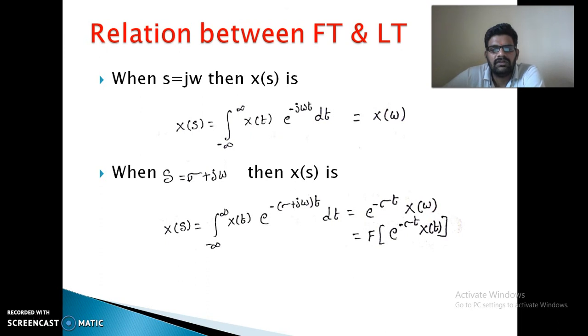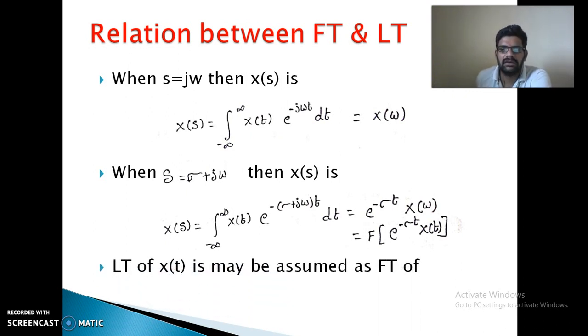Then if you substitute s equal to sigma plus j omega, you can rewrite the same integral with e^(-sigma t) multiplied by x(t). e^(-sigma t) is a real component multiplied with x(t). So this is the Fourier transform. So Laplace transform is the Fourier transform of e^(-sigma t) into x(t). Please keep that in mind. So if you replace s with j omega, you will get the Fourier transform from the Laplace transform.